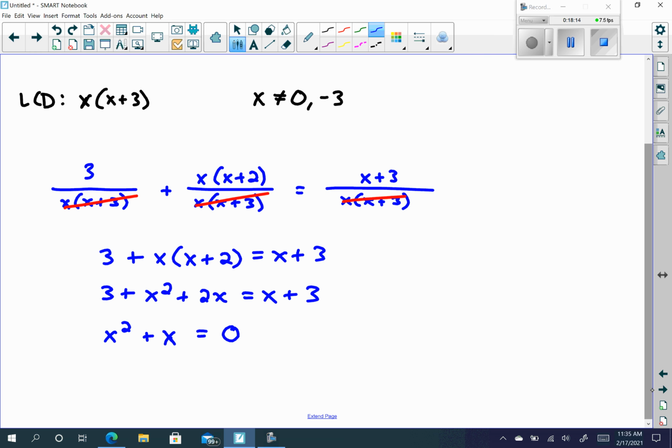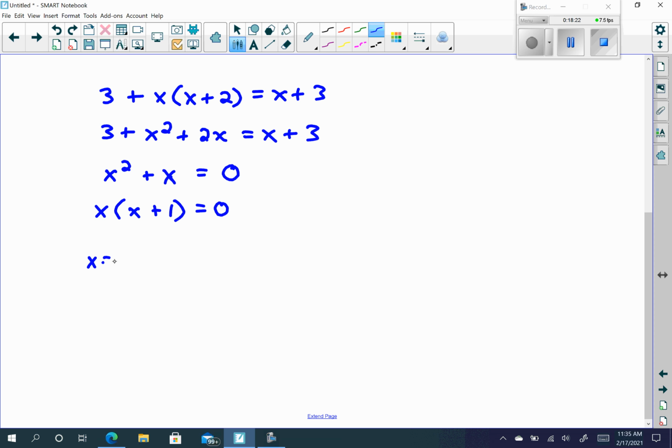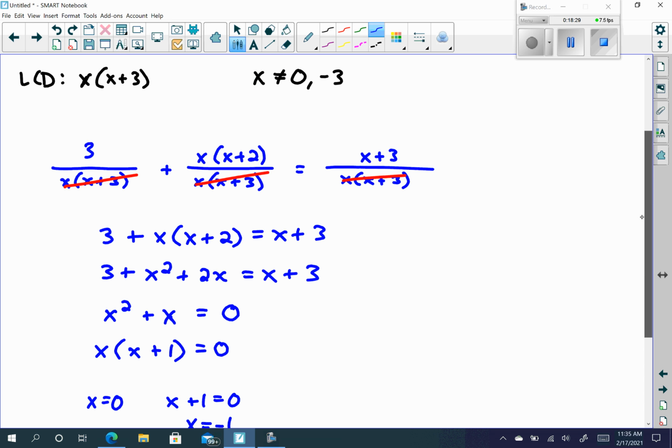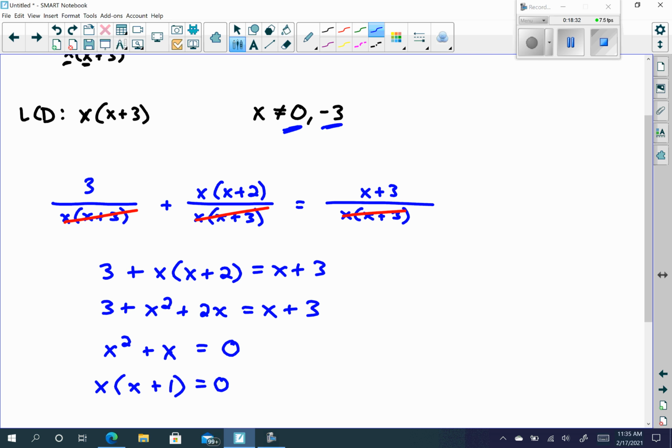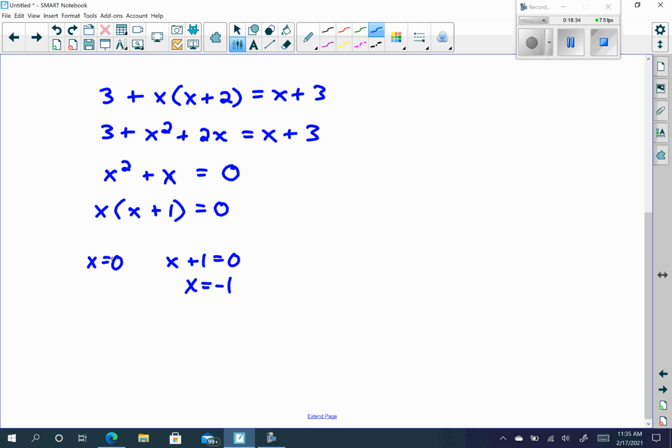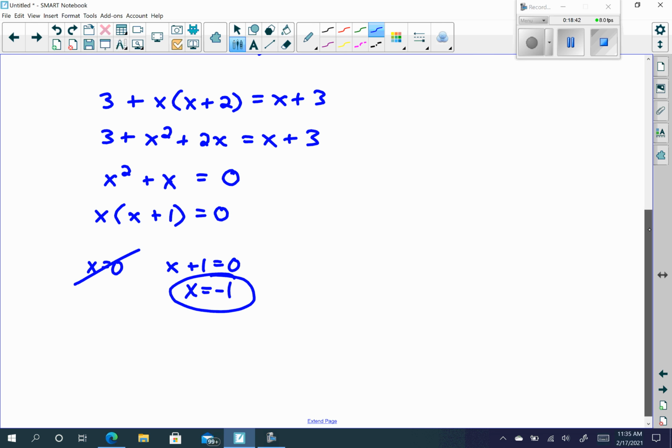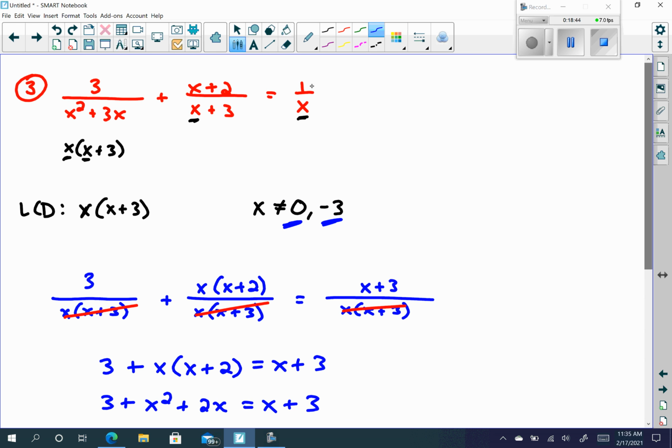Now I'm going to factor, but in this case, there's a GCF of x, and then I have an x plus 1 left over. So I'm going to set this x equal to 0, so that's one solution, and then x plus 1 equals 0, so x is going to equal negative 1. But I go back and I check my restrictions. x cannot equal 0 or negative 3, so because this did equal 0, I would have a problem, so I can't keep this. Therefore, x equals negative 1 is my only solution. x equals 0 is an extraneous solution. Because as soon as I check this, right over here I would get a 1 over 0, and that's undefined. Same thing here, I get a 3 over 0, that's undefined.